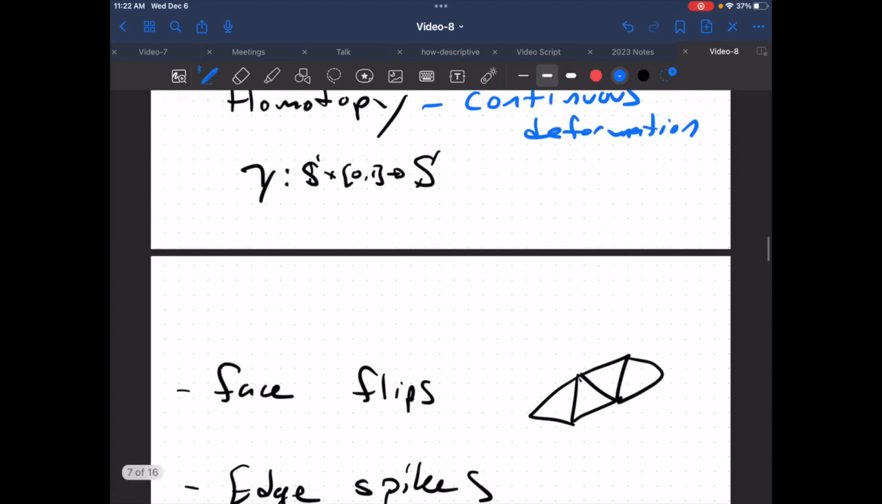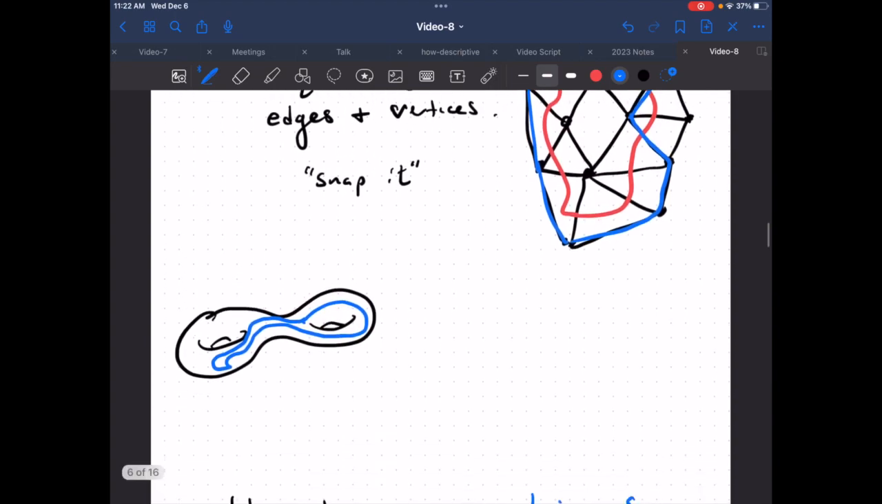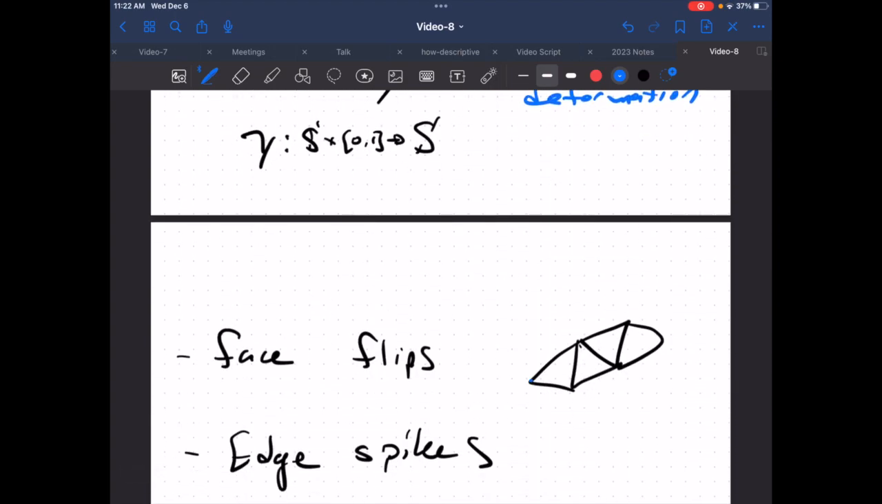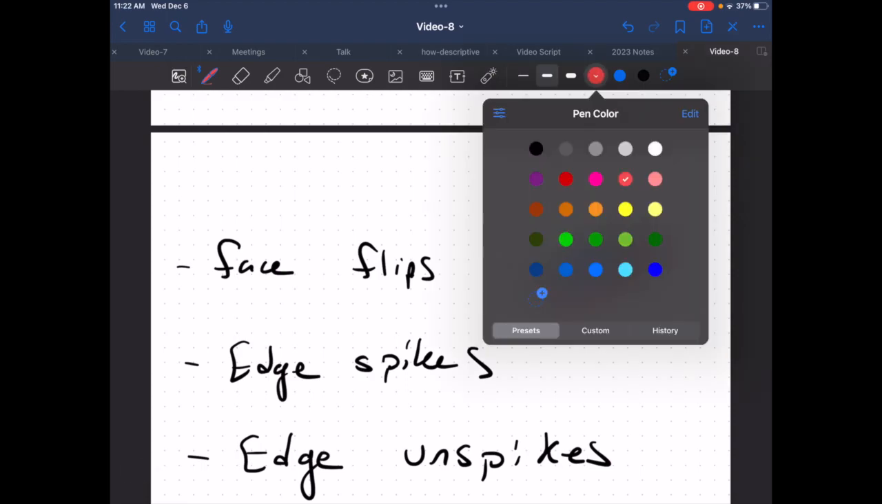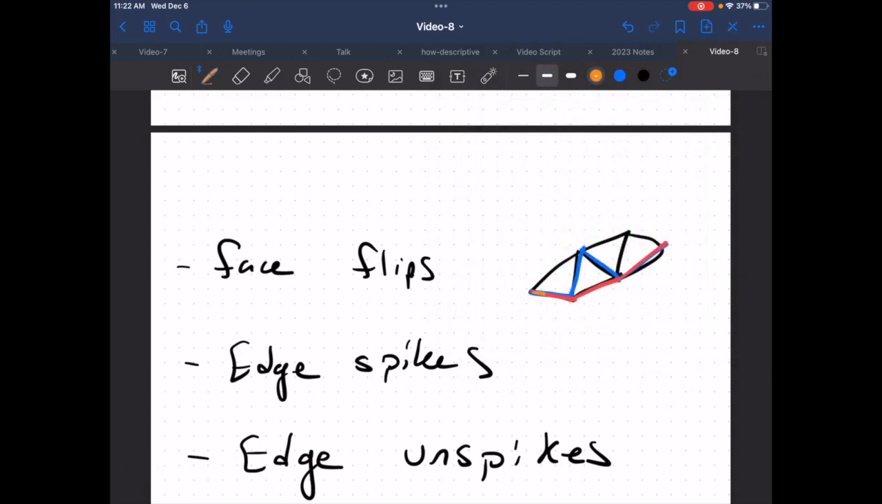So we're going to have some homotopy moves. Our first move is going to be a face flip. So if I had a curve that went something like this, I could update it and say, well, don't go the long way around this face, just take the shortcut. And so this is a face flip. We could also do an edge spike. So instead of going here, I could go up and back. And so that would be an edge spike. And then we could do an edge unspike, which is the inverse of a spike. So we could do all these moves, and that represents a continuous deformation in a discrete version of continuous deformation. So that's our homotopy.